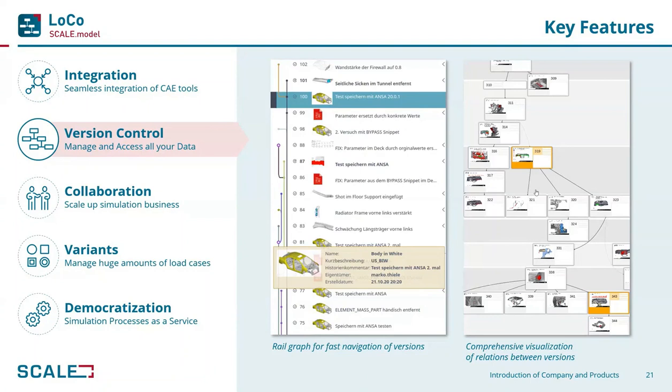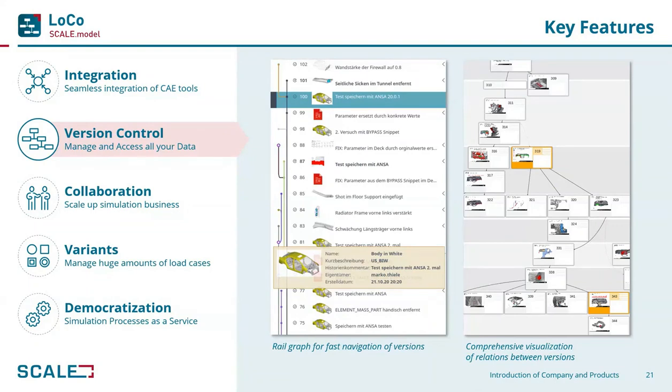On the left side, you see a so-called rail graph, which is used mainly for navigation in the SCM system, and where you can select versions and instantly access all the data which is in that version. But you can also see by the rails, which are on the left side, these lines where they have been derived from. So you can see, for example, this version 100 was derived from version 99, and then following the line, you can see that it was derived from version, I think, 81, and so on. That's for navigation.